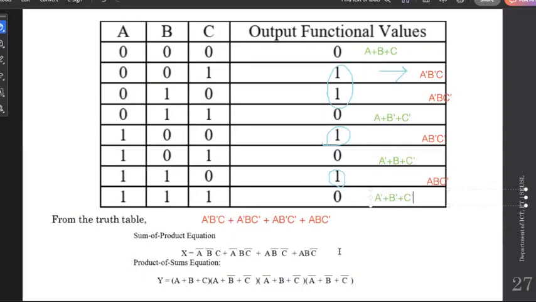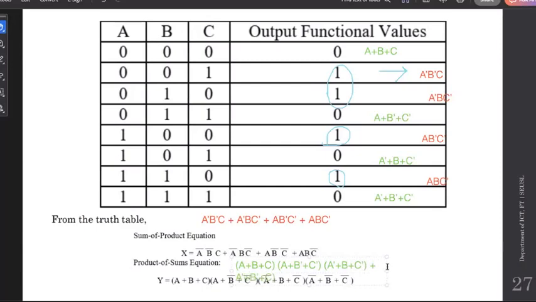Now, if you are asked to write your equation as a product of sum, what you want to do is gather all these values and write it as a product. You have the sums with you, and you are going to write them as a product: A plus B plus C, which is multiplied by A plus B bar plus C bar, and again multiplied by A bar plus B plus C bar, and A bar plus B bar plus C. I think I missed a plus.